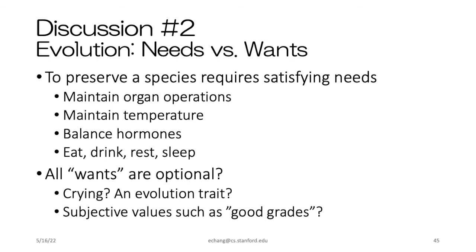And my question is, how about the wants? So all wants should be optional. Is crying a need or a want? We know subjective values like having good grades should be a want, right? If we all have poor grades, the human species can still survive. But crying is an interesting trait. From the theory of evolution, crying does not help us to survive. But why is crying a common trait?